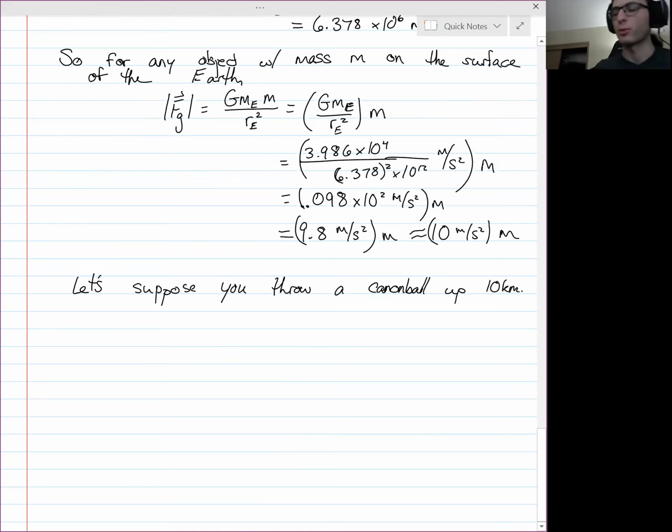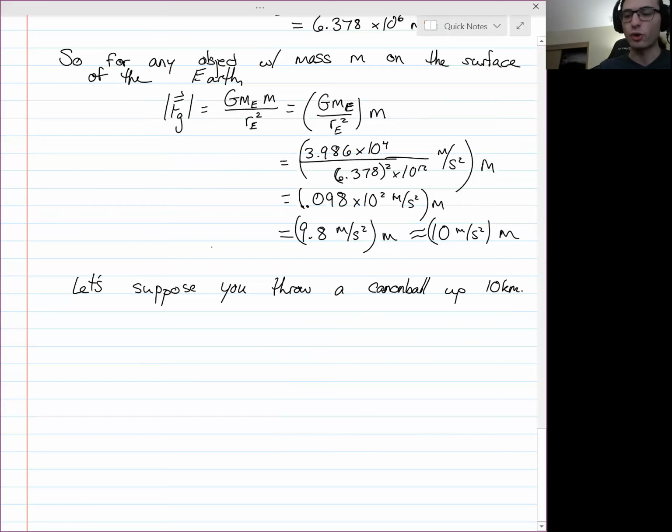You're like the strongest man in the world. You're stronger than the mountain or something. 10 kilometers is about the cruising altitude of a Boeing 747. That's just about as high as most things are going to go without going into space. It's about the height of Everest. So most things that are happening on the Earth where we use mg is valid occur between 0 and 10 kilometers up.